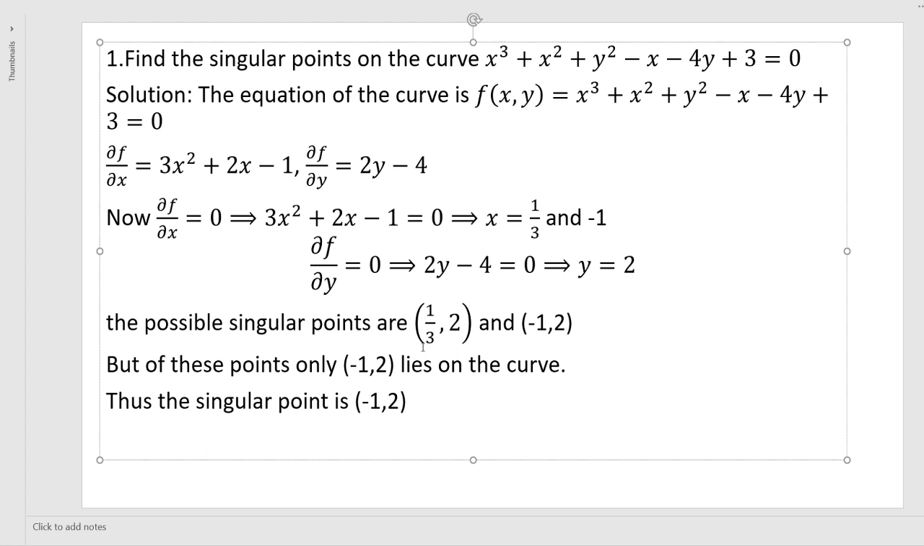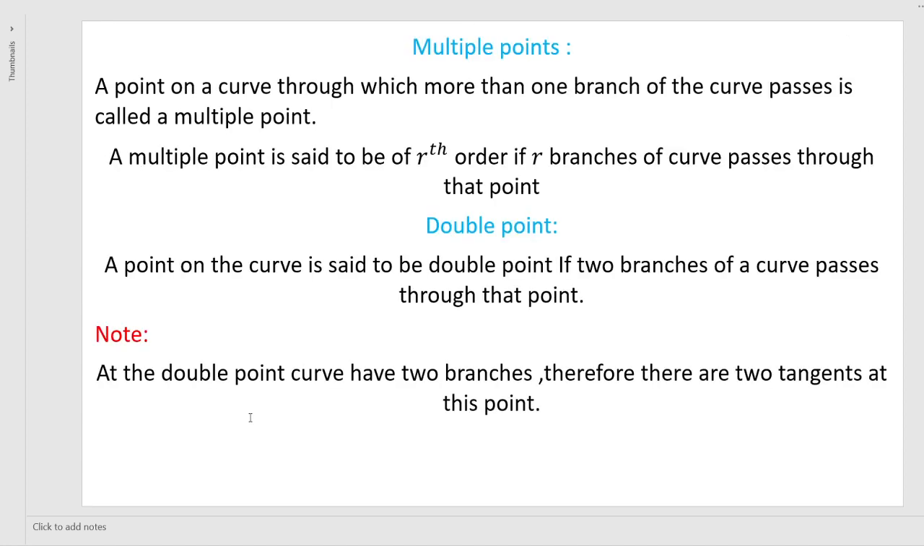But for these 2 points, we have to check whether these points are on this curve or not. By putting the x value as 1 by 3 and y is equal to 2 for these 2 points, if it satisfies this equation, that is it's equal to 0, then that point is said to be a singular point. Of these 2 points, the point minus 1 comma 2 lies on this curve. By putting minus 1 for x and 2 for y, we get 0. That is, the point lies on that curve. Therefore, the singular point is minus 1 comma 2.